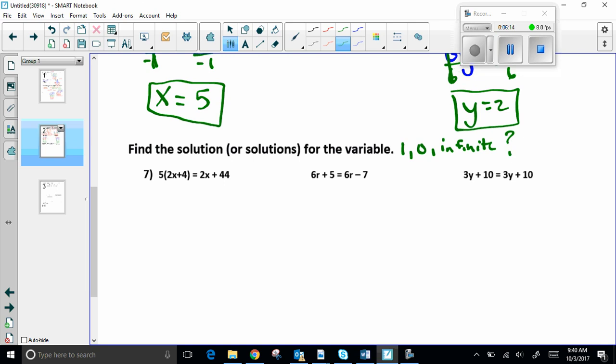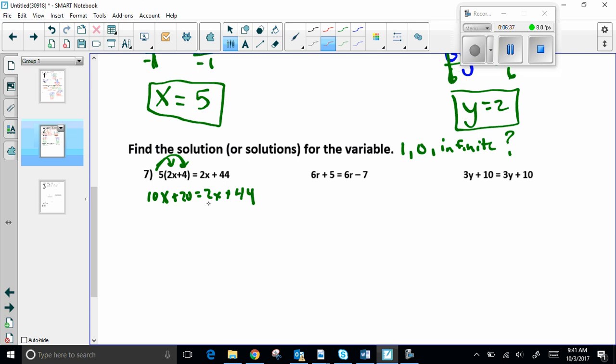Okay, let's look. For this problem right here, I'm going to do the distributive property first. 5 times 2x and 5 times 4. So I get 10x plus 20 equals 2x plus 44. As I look, both sides look pretty different from each other. So I'm thinking there's probably just going to be 1 solution.